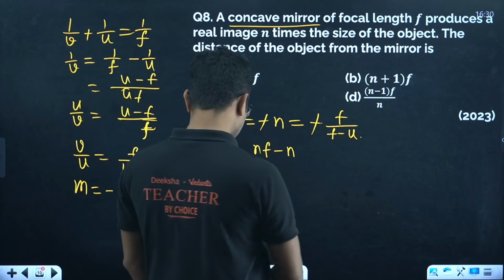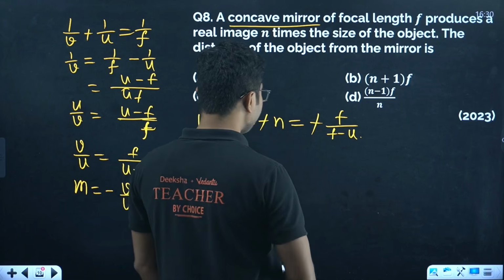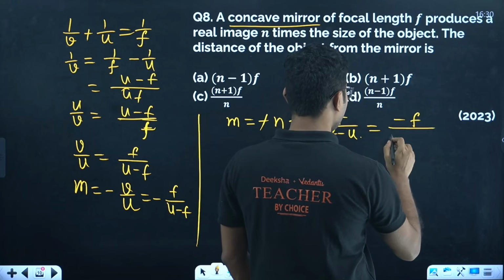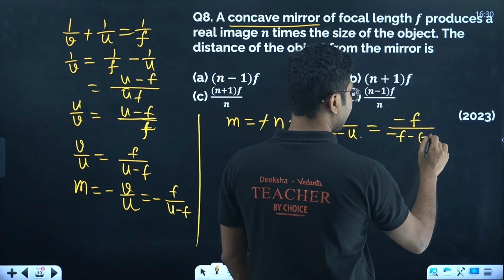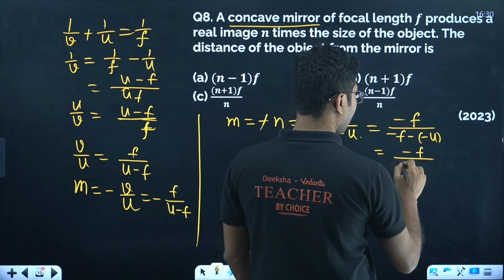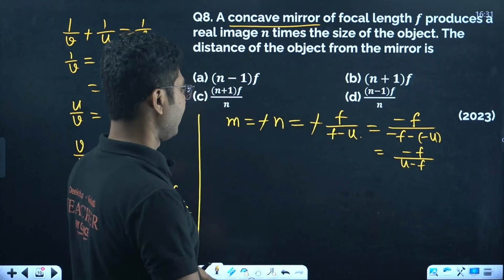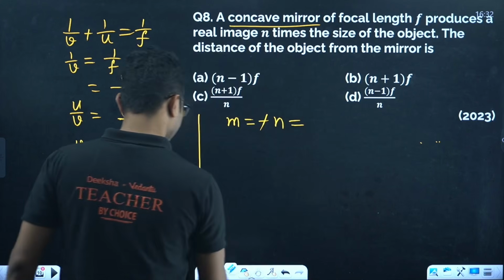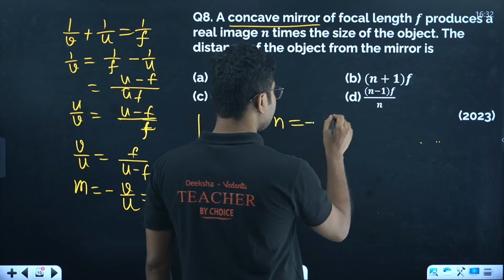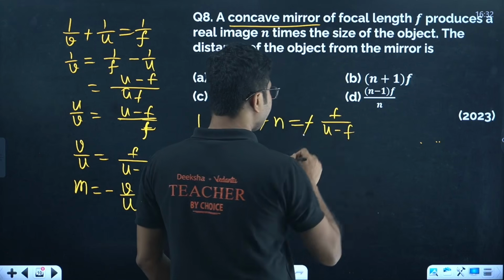I think there should be one mistake. You have to use the sign convention of the mirrors as well. For concave mirror, focal length is negative, and object is always negative. So you get here minus f by u minus f. The mistake I have made is that it should be minus f by u minus f. You can use the sign convention, eventually it will give you the same value.